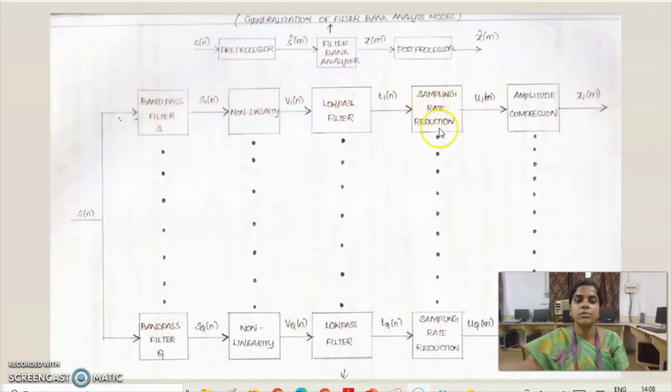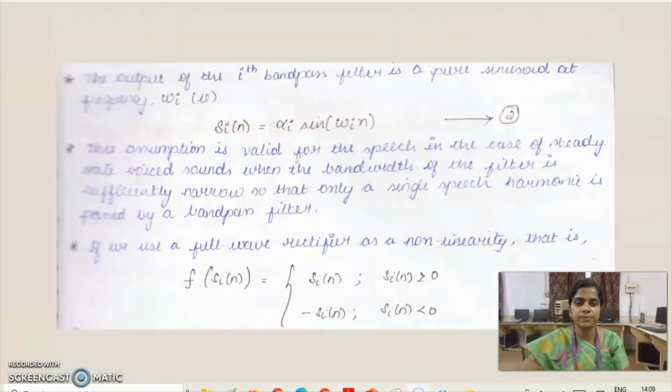And here is an interesting block called sampling rate reduction, in which we reduce the sampling rate as required. This will enable multiple samples to be passed through the specific band. Finally, we come to the amplitude compression block, in which the amplitude is compressed using the mu-law algorithm, and finally we get the bands of the speech signal for analysis. So the filter bank analysis model is a very interesting and useful model for analyzing different segments of speech.